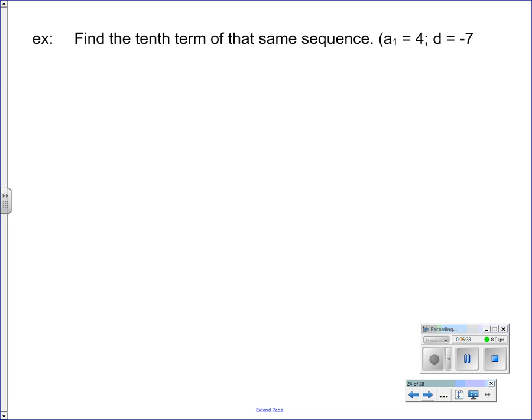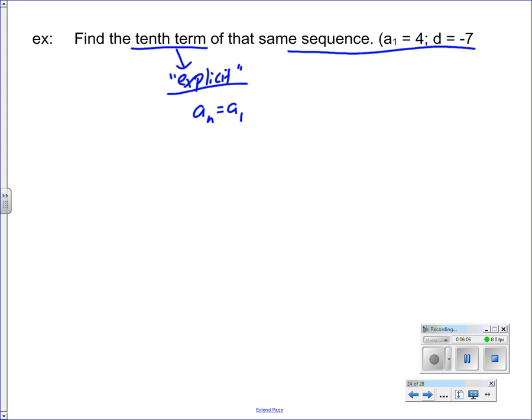So here's a problem where we're going to want to use the explicit formula. We're going to find the 10th term of that same sequence that has first term 4 and common difference of negative 7. If you really wanted to, you could write out all 10 terms. It would be easier if you use the explicit formula to find the nth term.